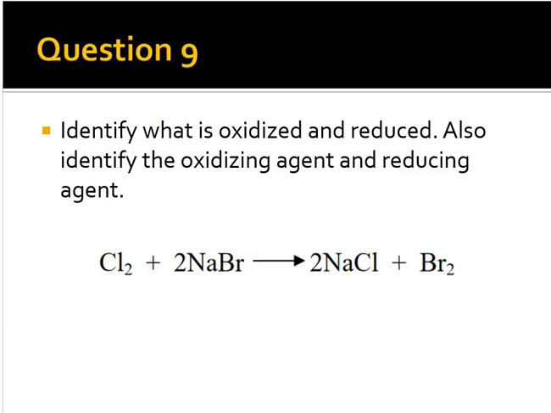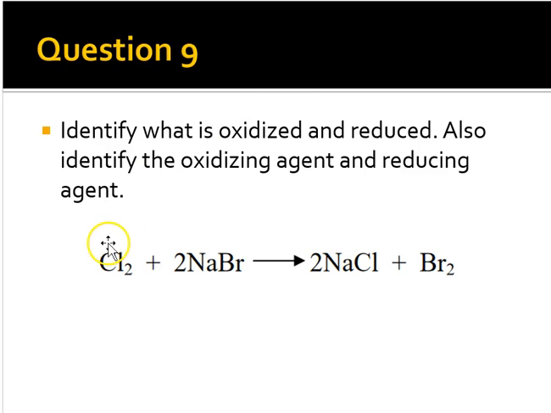Okay, question 9. Identify what is oxidized and reduced. Also, identify the oxidizing agent and the reducing agent. So we're looking at redox reactions. So remember, to identify what's oxidized and reduced, you need to know what the oxidation numbers are for all the elements that are involved in the problem. So we're going to go through real quick, and we are going to assign oxidation numbers or oxidation states to each element. And remember, that's just another way of saying the charge.